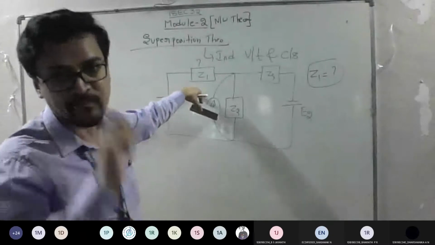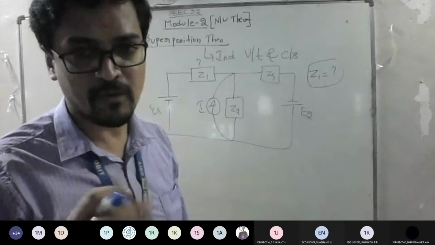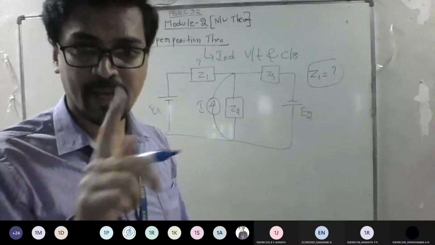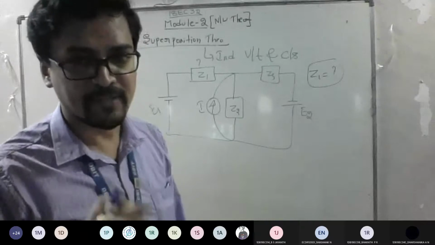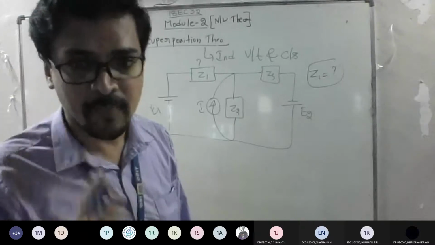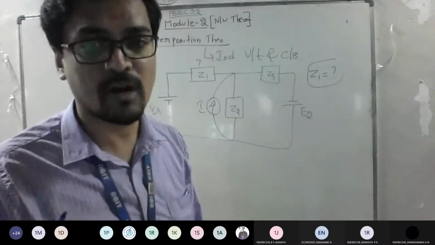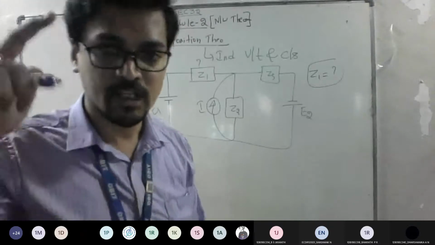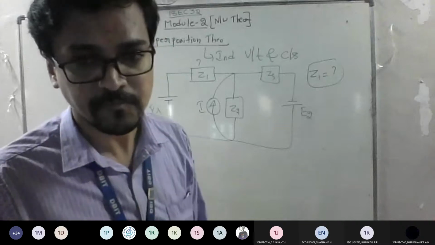So the first step says, if we have n number of voltage sources, I will repeat. If you have n number of voltage sources, make one as active, other as deactive. Deactive means what? If it is a voltage source, short circuit. If it is a current source, open circuit.